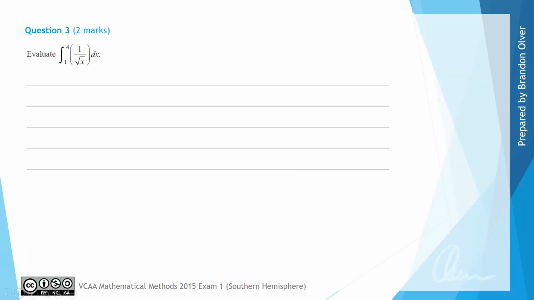So for question 3 we're asked to evaluate the definite integral between 1 and 4 of 1 divided by the square root of x with respect to x.